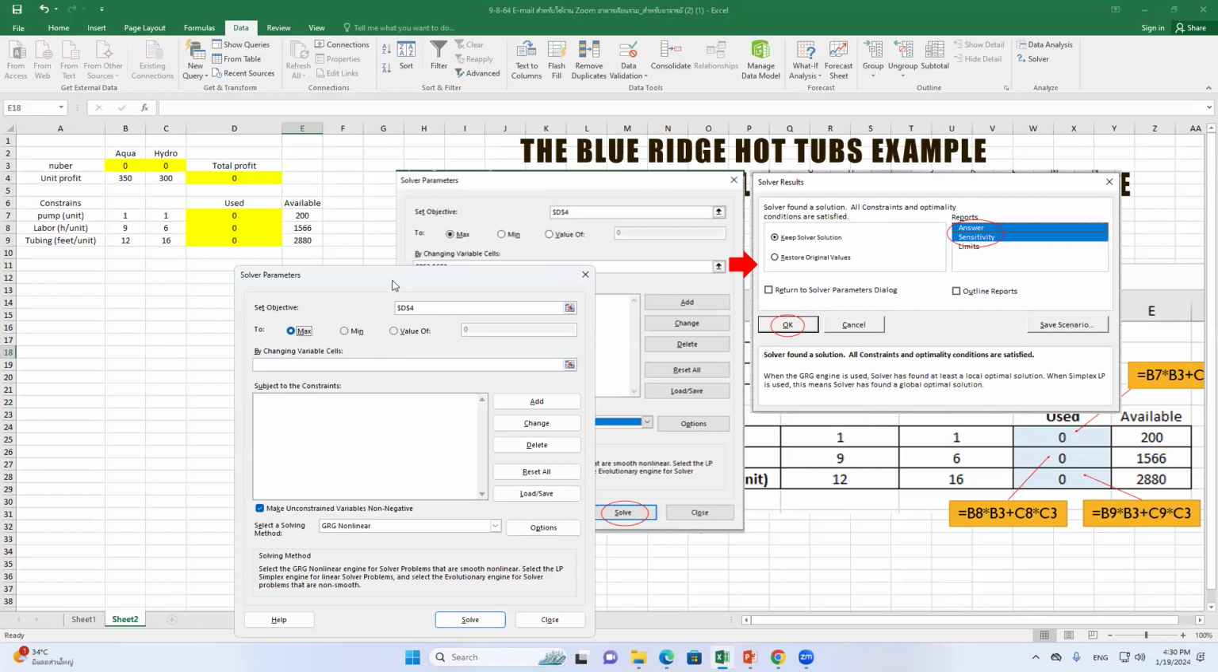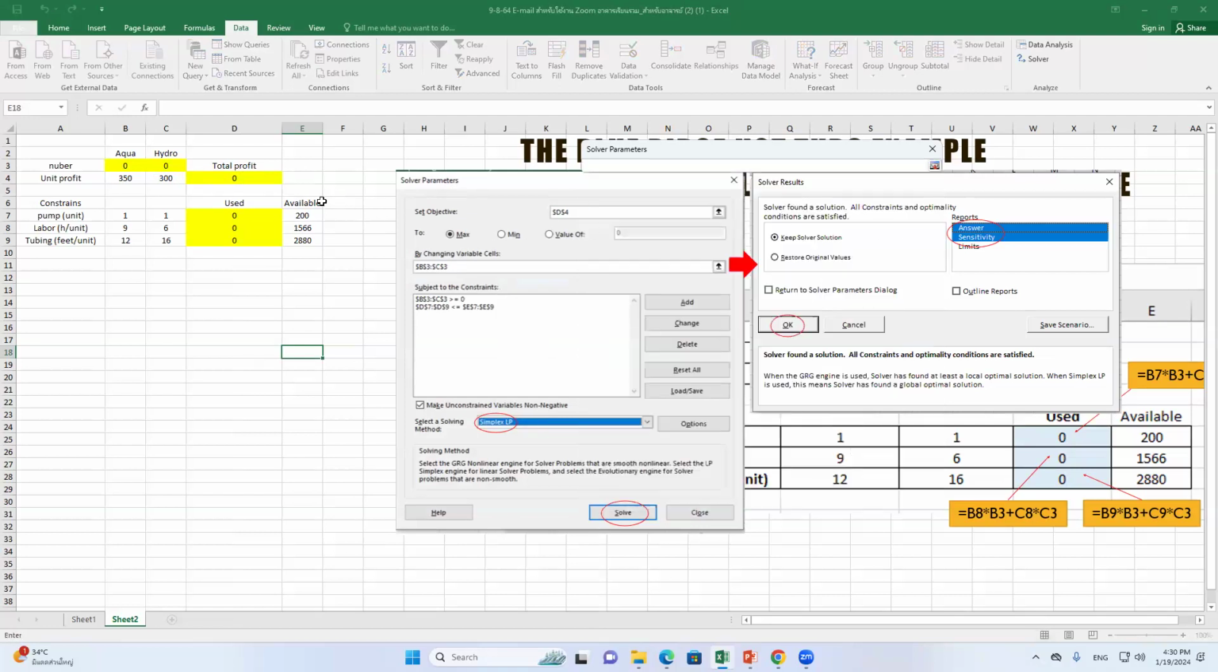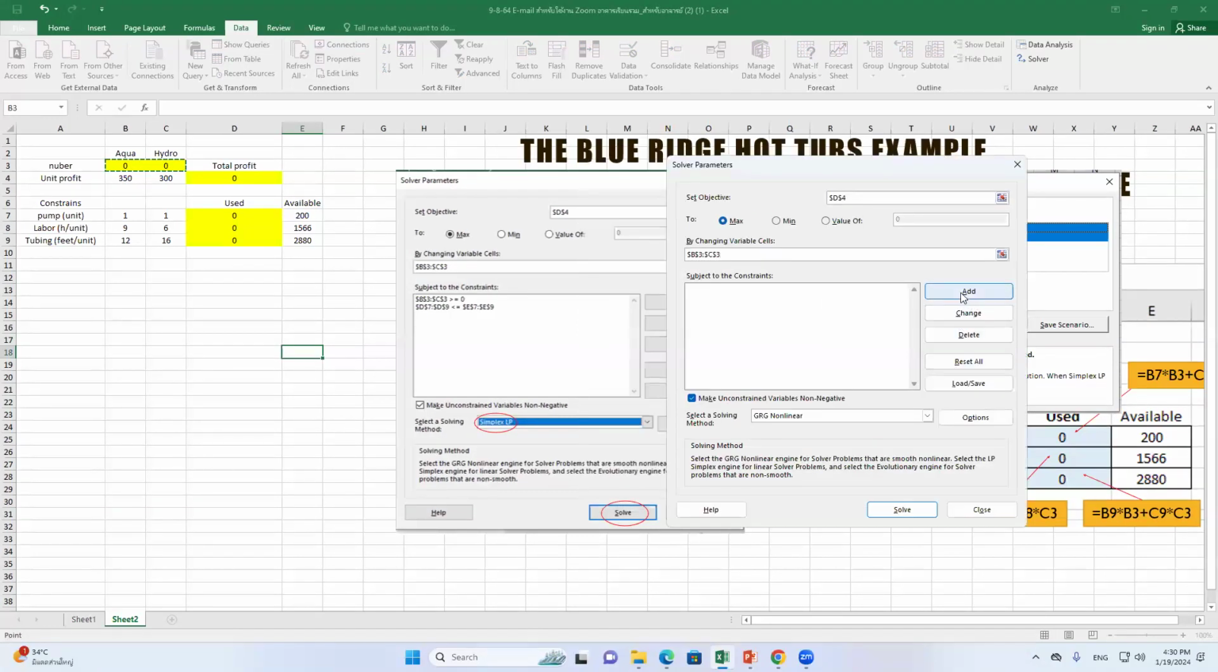The cells that we decide, the changing cells, B3 and C3. You would like to establish the number of Aqua A and the number of Hydro. Okay, we choose these 2. And then we have constraints. We have to add a constraint.